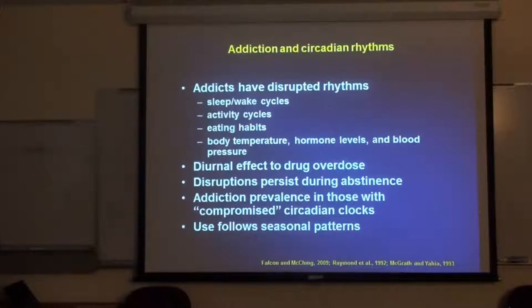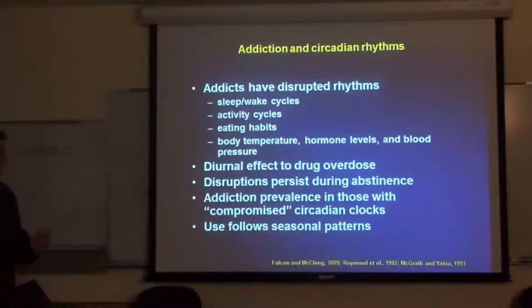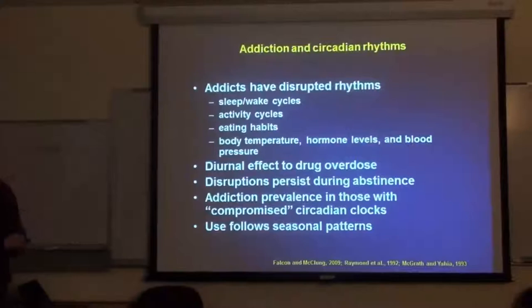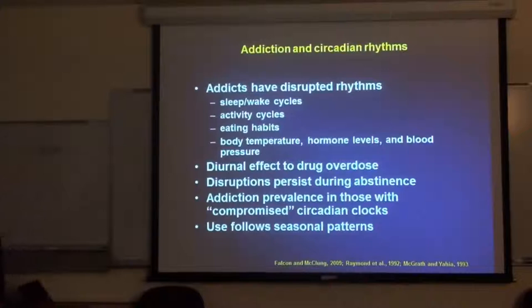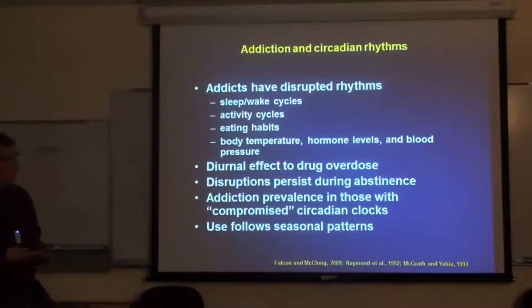Sleep-wake cycles are altered in individuals who are using and abusing drugs. For example, alcoholics have a significantly longer onset to sleep and then less duration of sleep as an example of an altered rhythm. Their general activity cycles are significantly altered. Their eating habits, body temperature, hormone levels, and blood pressure are all significantly influenced in individuals who are addicts.